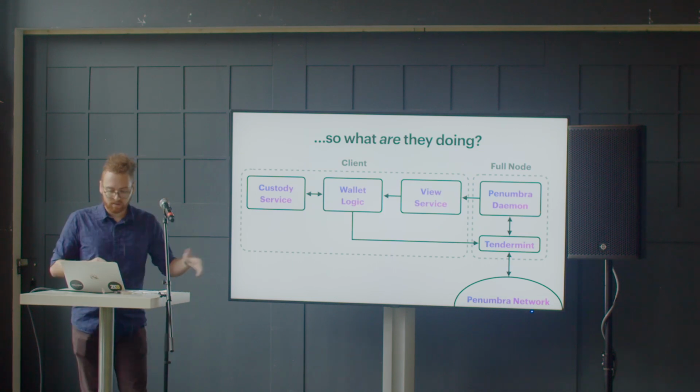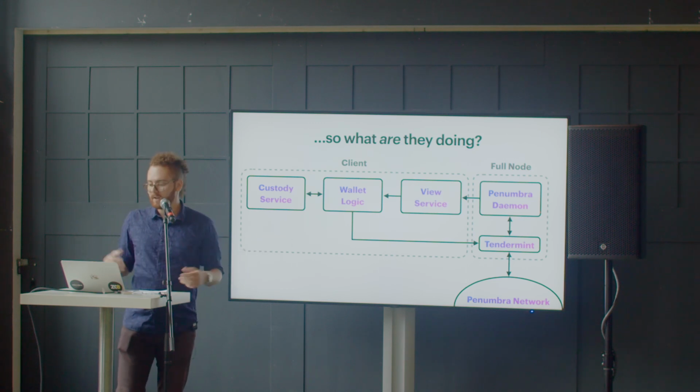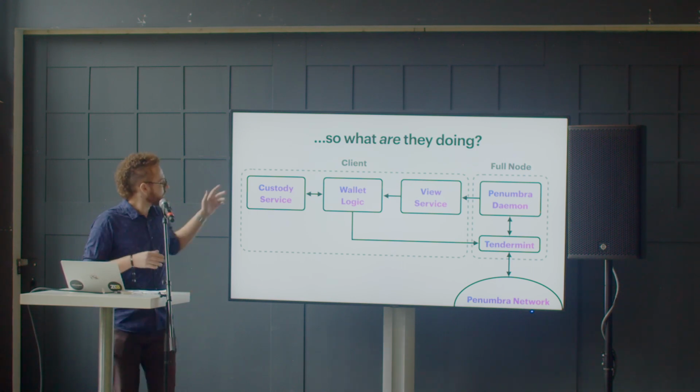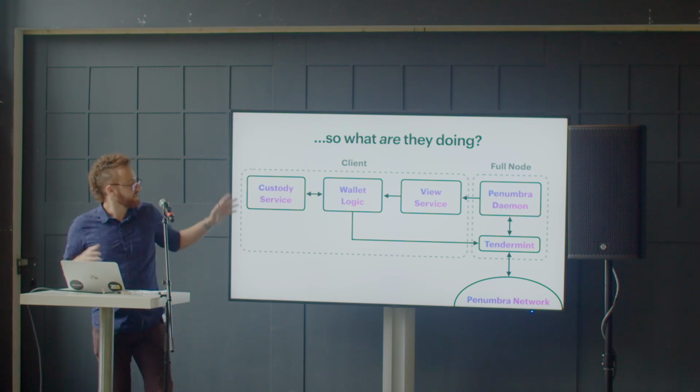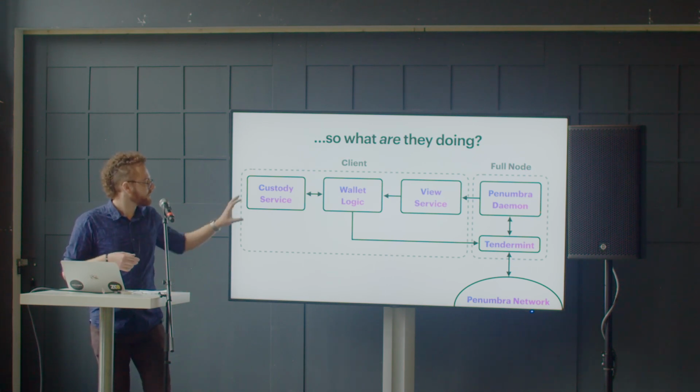So if that's the case, what are they doing? I want to take a second and walk through what happens in the entire architecture of Penumbra and focus on what it is that we're spending the most time doing in most use cases. So this is what it looks like conceptually. We've broken down the client and the full node.